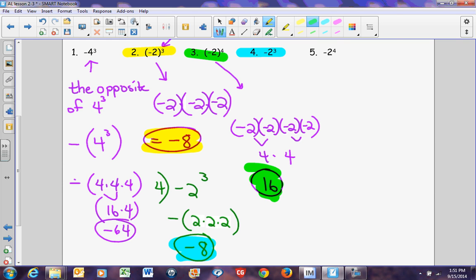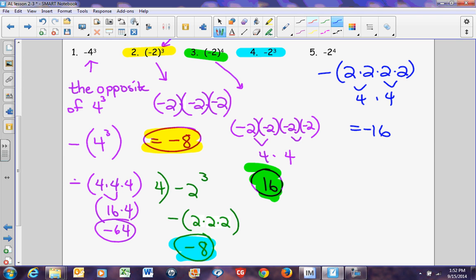Now let's look at problem 5 for a moment. If we look at problem 5, this is the opposite of 2 to the 4th. Okay, 2 times 2 is 4, 2 times 2 is 4, 4 times 4 is 16, but we're taking the opposite of that. Notice how problem number 5 is a negative 16, while problem number 3 over here is a positive 16, because of where the negative sign is. So it's very important that you understand where to put that negative sign.